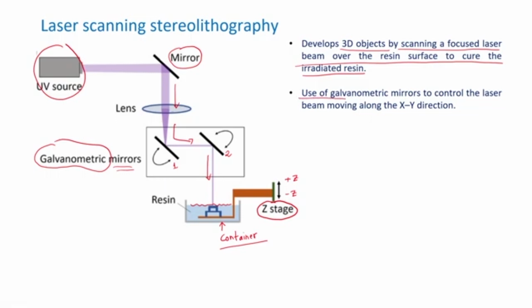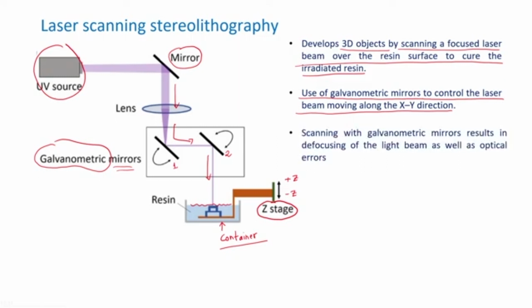Here we are using galvanometric mirrors, as I mentioned, to control the laser beam moving along the x and y directions, and the height of the product is controlled by the stage moving along the z direction.